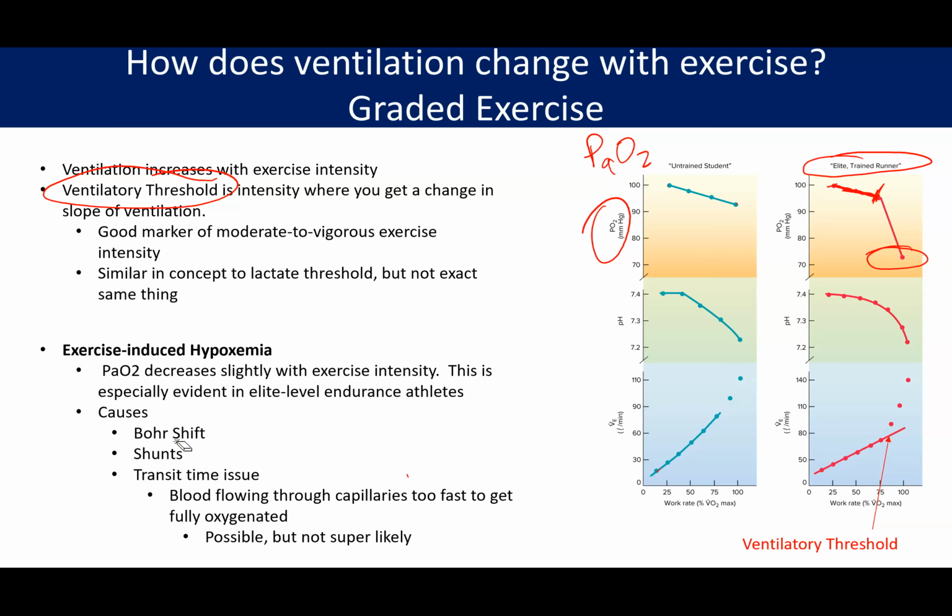Other things that happen are the Bohr shift. If you remember, this is our percent saturation, oxyhemoglobin saturation curve with our PO2, and normally it looks something like that, where we have this plateau on the end where at the lungs we can change the pressure of oxygen a little bit, and we'll still get fully saturated. One of the thoughts that could be going on with this hypoxemia is that during intense exercise, these people might shift the curve over so much that at a given PO2, now they're not getting fully saturated, they're only getting 80% saturated or something like that.